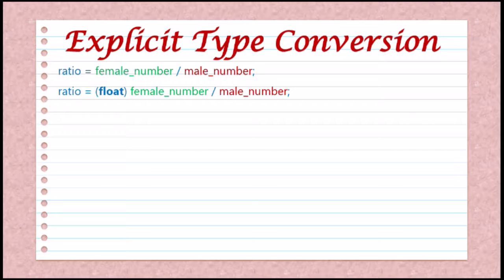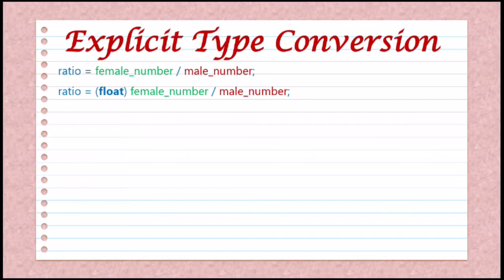So ratio equal to, in brackets, float, then female number divided by male number. If you see both these statements, in the second statement we have just added float in brackets. The operator float converts the female number to floating point for the purpose of evaluation of the expression. Then using the rule of automatic conversion, the division is performed in floating point. Thus, we retain the fractional part of the result.